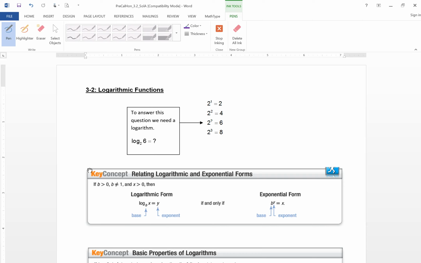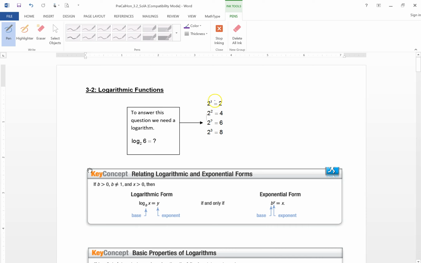To pre-calculus honors. Okay, so logarithmic functions. We talked about exponentials last time. Now logarithms. So let's explore what we're talking about here really. All right, we're going to raise 2 to a series of exponents, right?